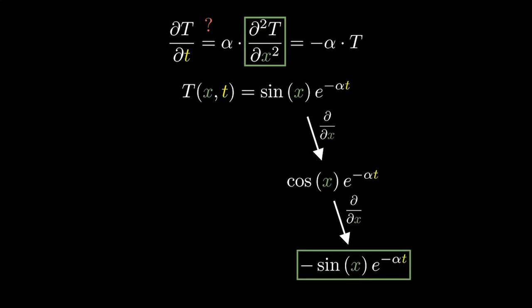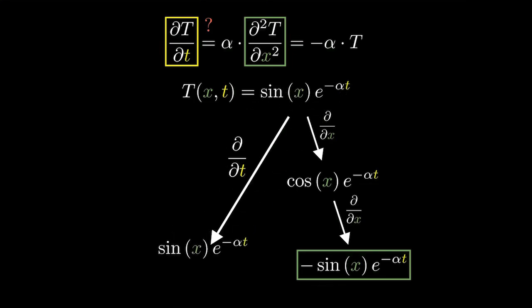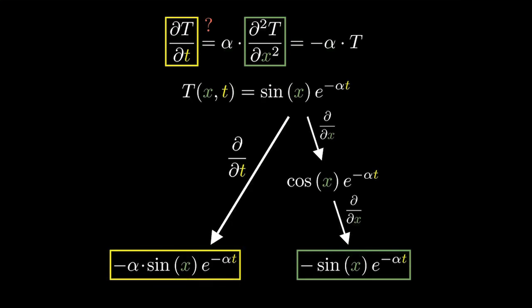Likewise, the second partial derivative with respect to x becomes negative sine of x times e to the negative alpha t. And on the flip side, if you look at the partial derivative with respect to t, that sine of x term now looks like a constant, since it doesn't have a t in it. So we get negative alpha times e to the negative alpha t times sine of x. So indeed, this function does make the partial differential equation true.